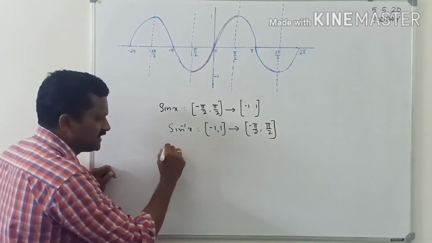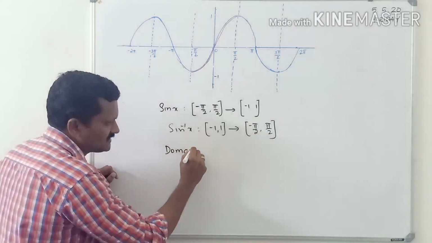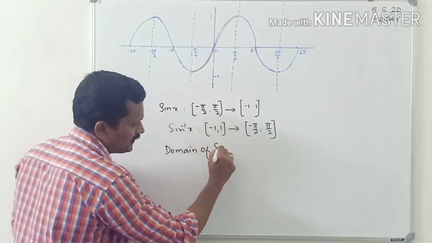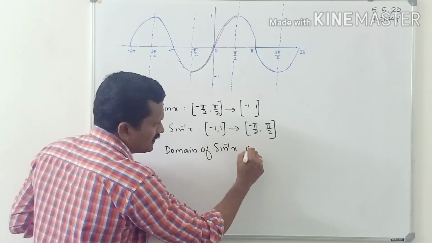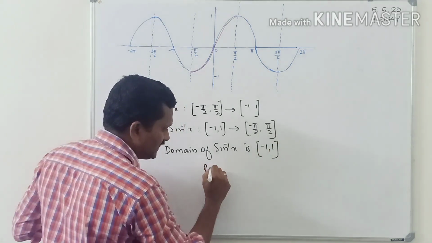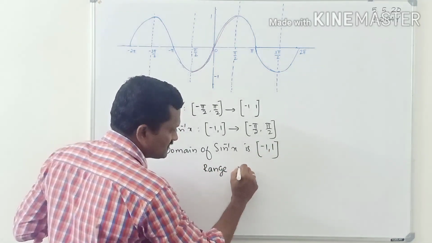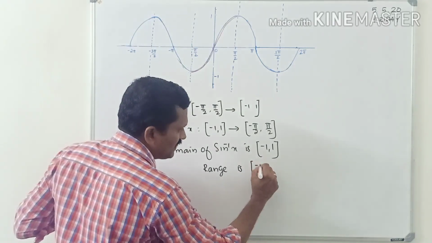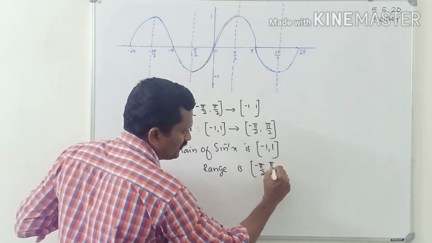That is, domain of sin inverse x is closed interval minus 1, 1 and range of sin inverse x is closed interval minus pi by 2, pi by 2.